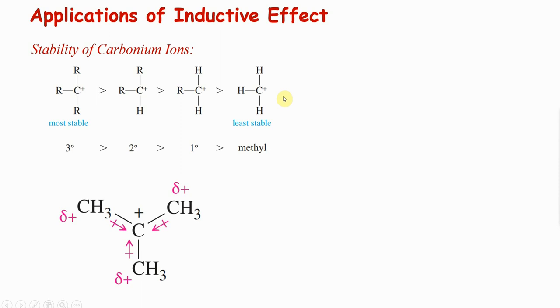Now we are going to look into the application of the inductive effect, how this is useful for us. So we have found out what the inductive effect is. How is it useful? Now it is useful for the stability of carbonium or carbocation. We will look at carbocation formation later, but carbocation stability will be used.